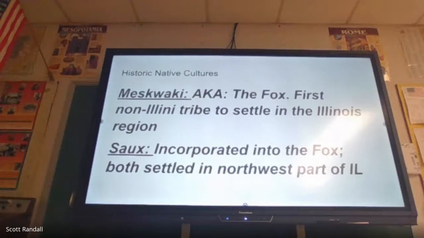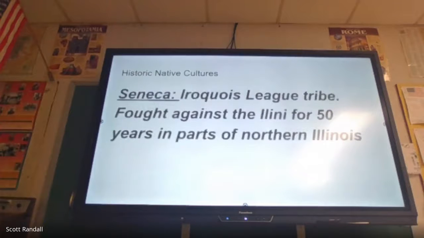These groups would engage in conflict with the Illini. But this is primarily in northern Illinois, in this area. And so there's a number of rivers and towns and things like that that are named after both of these tribes in that area.